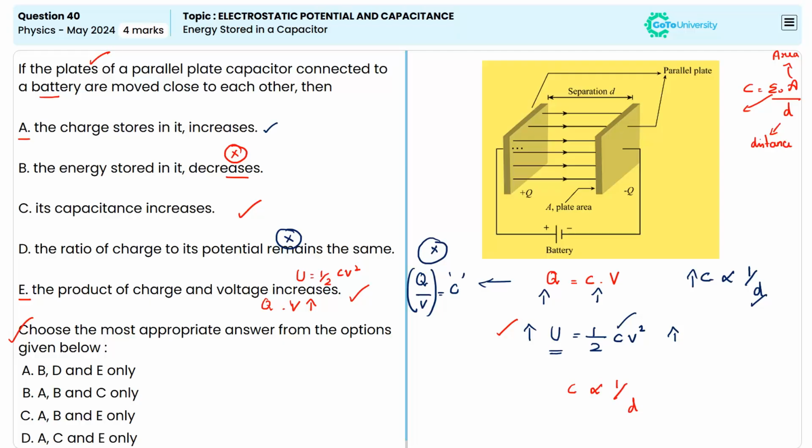So statements A, C and E are the correct statements regarding the parallel plate capacitor connected with a battery and the plates moving close to each other. So we can say the correct option here is option D.